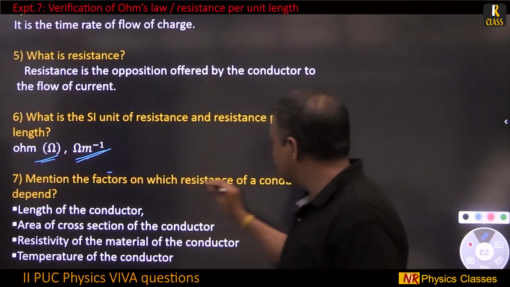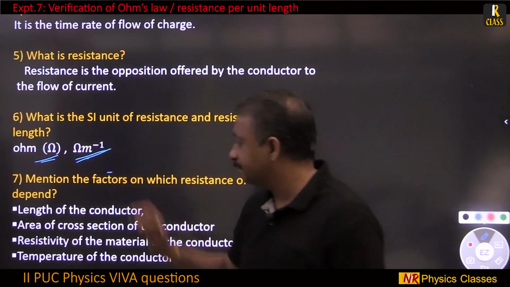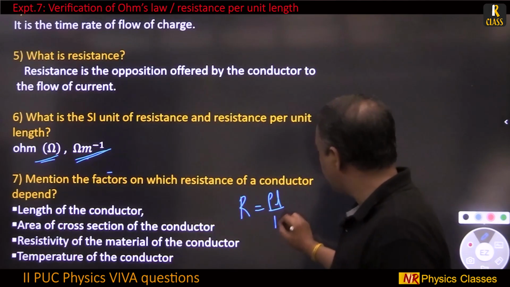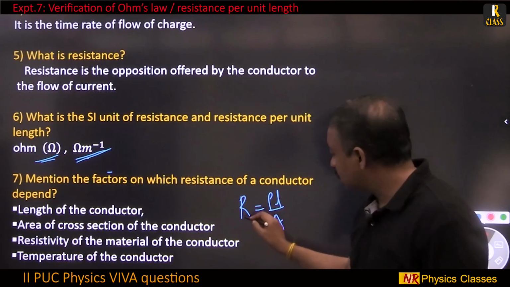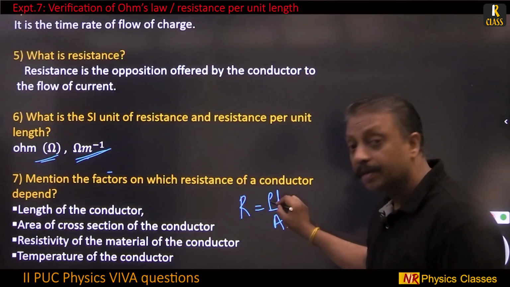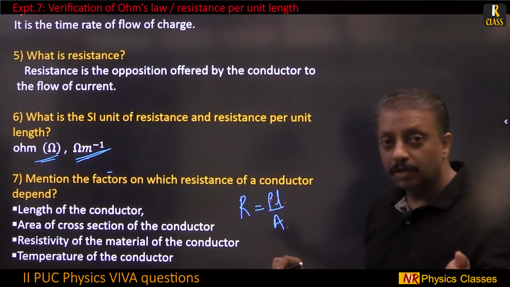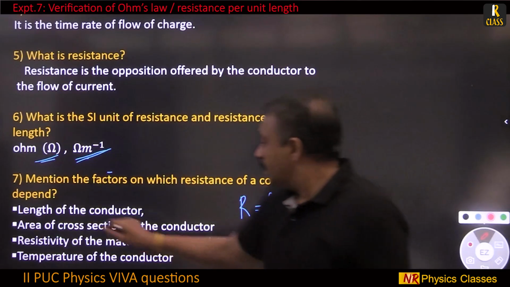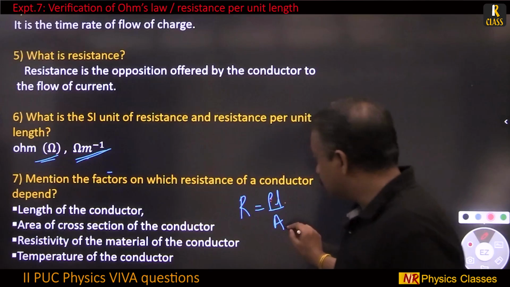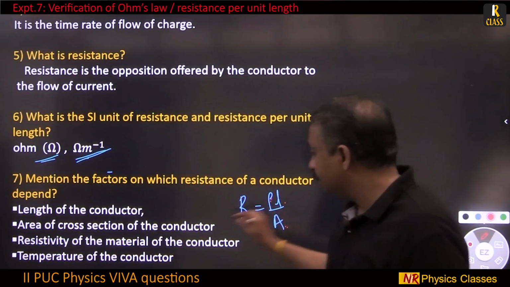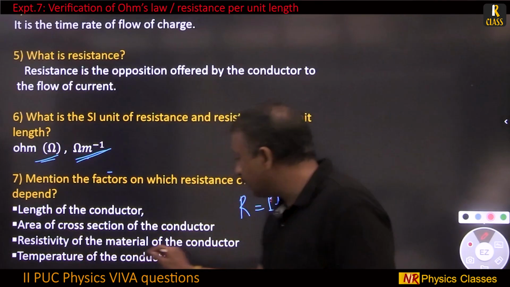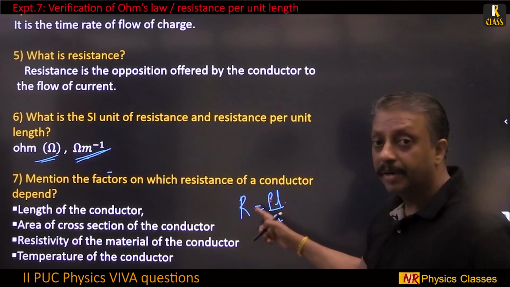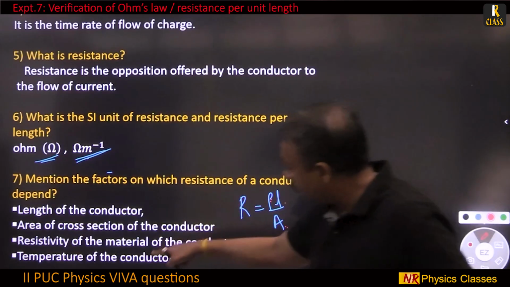Mention the factors on which resistance of a conductor depends. R equals rho L by A. See, resistance depends on length, area and material, copper, silver, gold, type of metal. Length of the conductor, area of cross section, resistivity of the metal, material and temperature of the conductor. Of course, there is temperature dependence with another equation, but let us include that here.